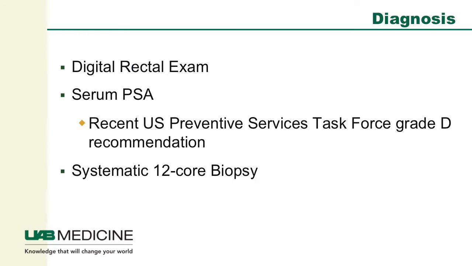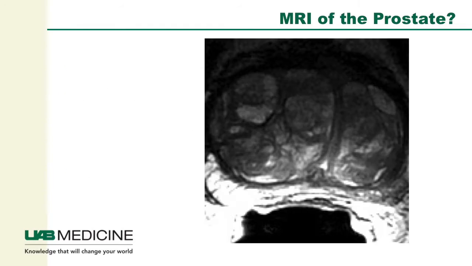So the typical diagnosis for prostate cancer is based on the digital rectal exam, the serum PSA or a blood test, as well as a systematic random 12-core biopsy of the prostate, which is based on sampling distinct zones of the prostate, but again in a random fashion.